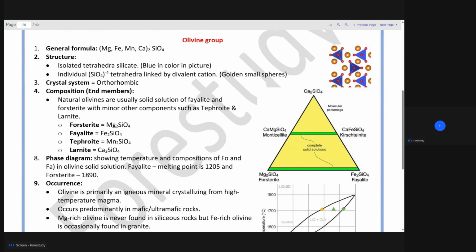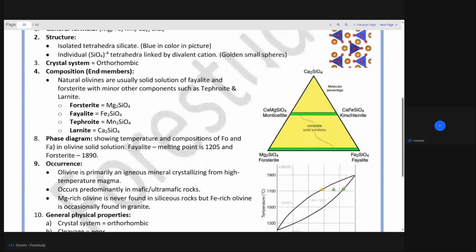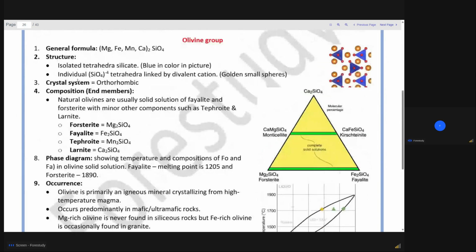So we are studying a nesosilicate, that is olivine, having Mg, Fe, Mn, Ca in the interstitial site twice, then SiO4 tetrahedra. The structure is isolated tetrahedral silicate, blue in color in the picture. These are the tetrahedra of olivine, and individual tetrahedra are linked by divalent cations, the golden spheres. So these are the cations present as ionic bonds in the interstitial spaces. It can be Mg, Fe, Mn, Ca, anything.